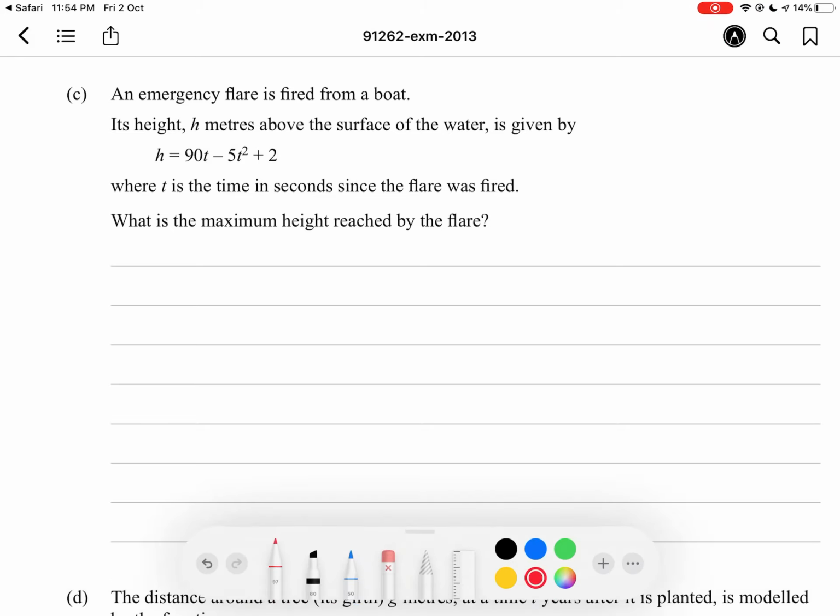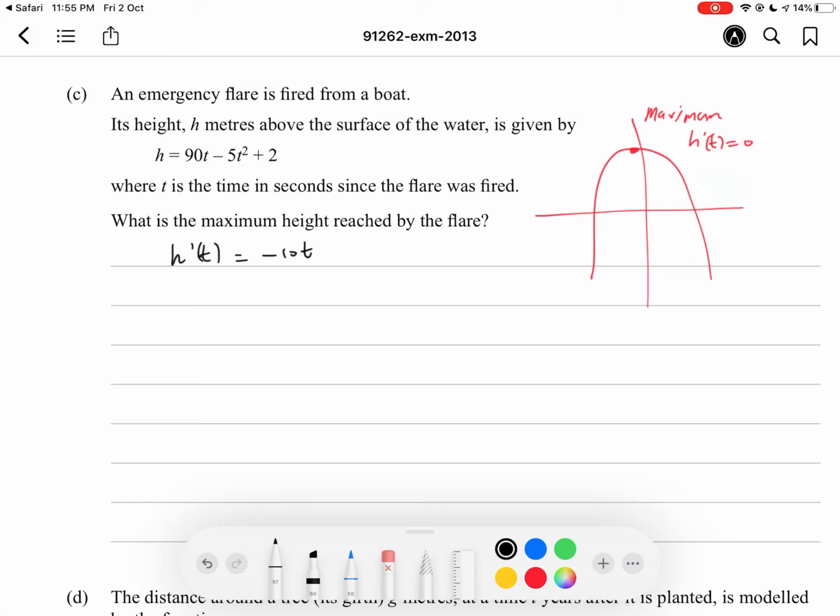So the maximum height is referring to when the gradient equals 0, because that's a turning point. So in this case, this is going to be our graph of h. So the maximum height is obviously going to be reached at the turning point, so this will be the maximum height. And at this maximum height, we know that h dash of t equals 0, because it's a stationary point, meaning that there's no rate of change. So h dash of t equals 0. So h dash of t we're going to find by finding the derivative. The derivative of 90t is just 90, minus 10t.